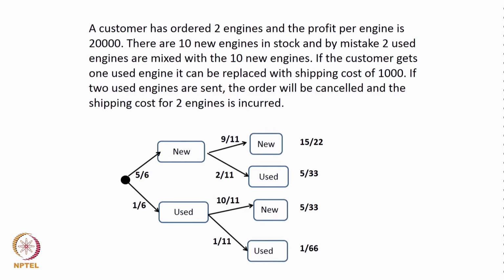Now, how do we model this? We have new engine and used engine for the first, and new engine and used engine for the second. There are 12 engines, out of which 10 are new and 2 are used. So, the first engine, assume, is picked randomly. A new engine would be picked with a probability 5 by 6, and a used engine would be picked with a probability 1 by 6.